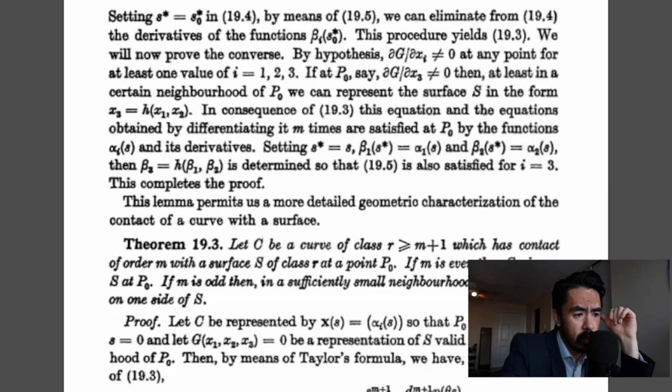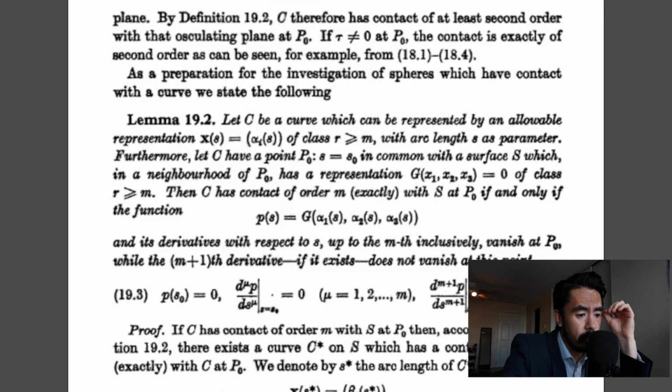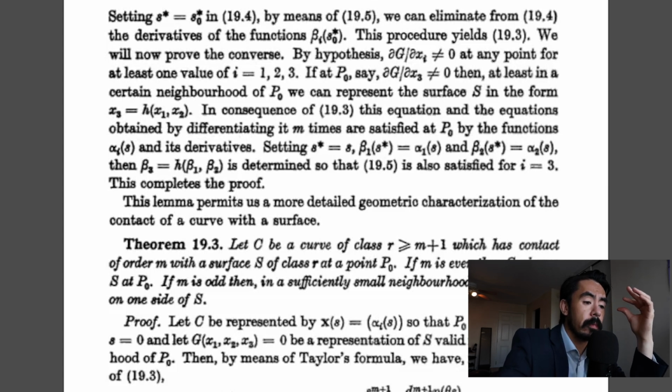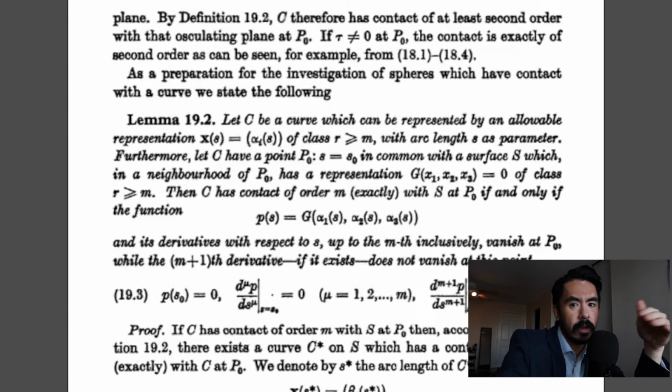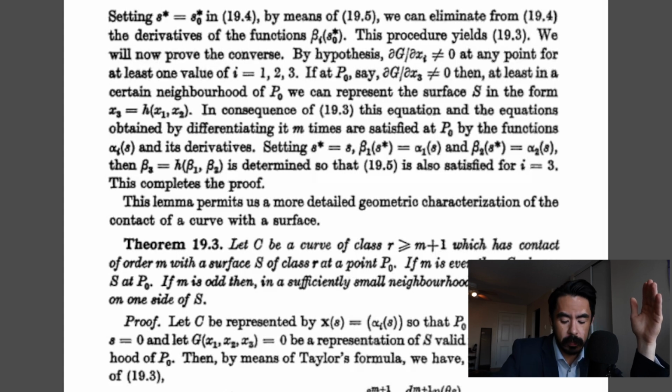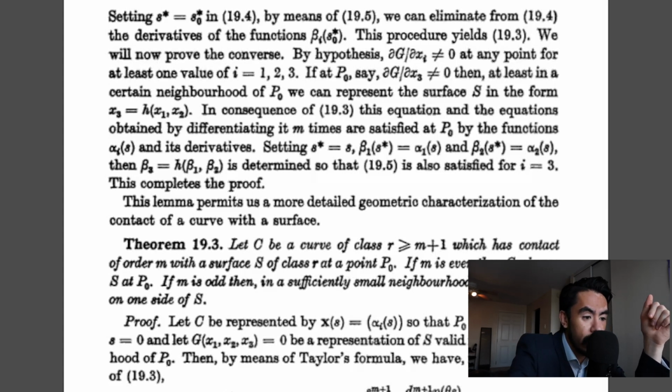Setting S star equal to S star naught in the humongous partial derivatives and stuff that we have due to the higher order chain rule, Faà di Bruno's formula. Then, by means of what we just computed as far as the mth derivatives and the m plus 1th derivatives, we can eliminate from what we just calculated the derivatives of the functions beta sub I of S star naught. And this procedure then yields the conclusion of Lemma 19.2.